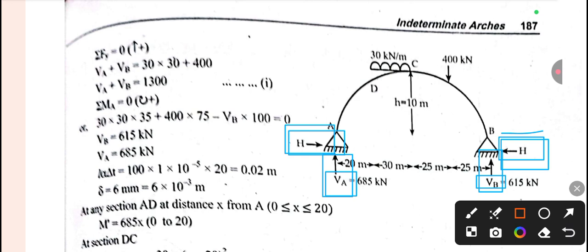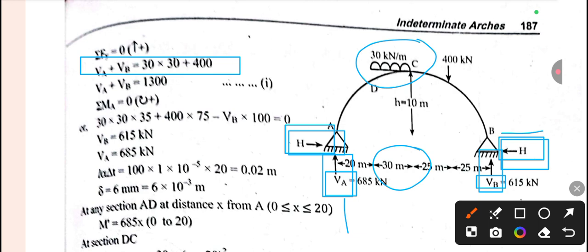So for this RA and RB, you can see these two are upward, so we just add RA plus RB. After adding these two, RA plus RB, we get this value. This one is downward, so this equals 400 plus this 30. Ideally this is 30 kilonewton per meter, but this acts over a distance of 30 meters, so we have to multiply 30 into 30, so we get RA plus RB equals 1300. This is equation first.